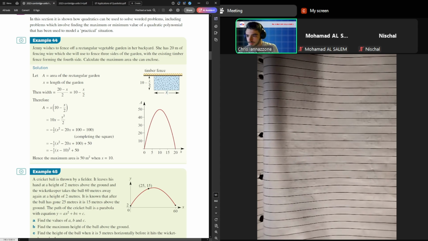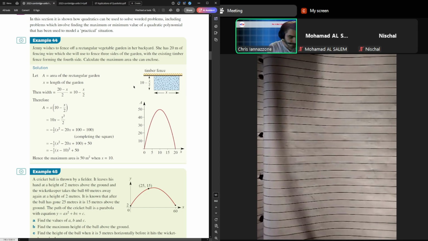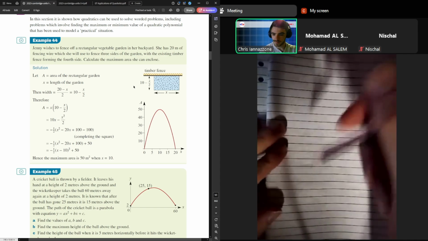Now they've drawn it like already for us. It'd be a good idea to maybe explore how you would draw this yourself. So I'm going to go to the handwritten notes bit. Can everyone see that?